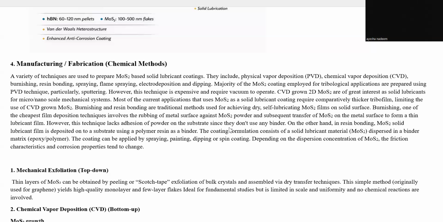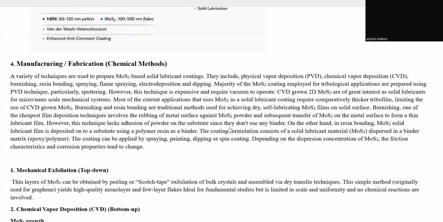Burnishing, one of the cheapest film deposition techniques, involves the rubbing of the metal surface against molybdenum disulfide powder and subsequent transfer of molybdenum disulfide onto the metal surface to form a thin lubricant film. However, this technique lacks adhesion of the powder on the substrate since it does not use any binder. On the other hand, in resin bonding, the MoS2 solid lubricant film is deposited onto the substrate using a polymer resin as a binder.